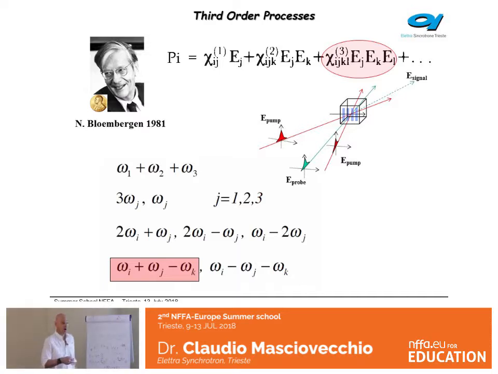We saw how many frequencies can oscillate the polarization when operating at the second order. If you go to the third order, you have many more possibilities. Okay?